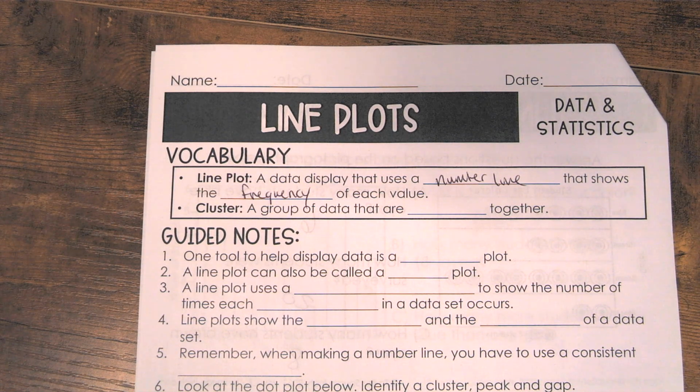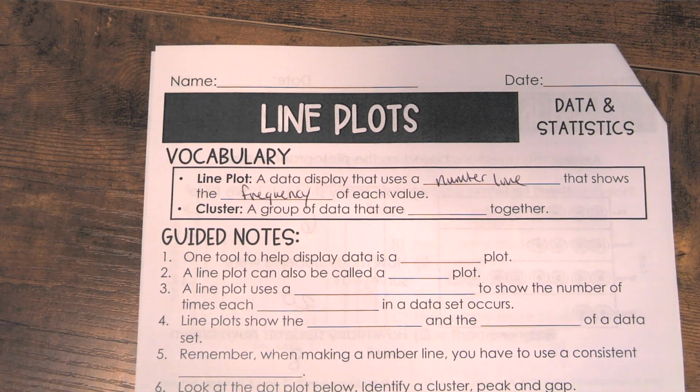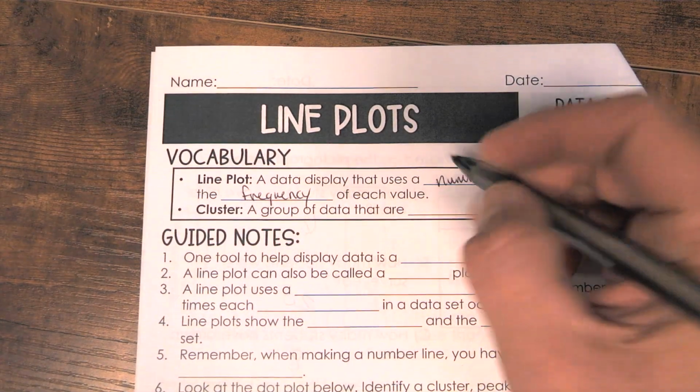We're talking about repeated numbers. So we're looking for how many times a number shows up. That's what we're looking for. That's all line plots are. There's no calculations. There's no math. You're literally drawing a number line and then adding x's every time a number shows up. That's it. So a cluster was a group of data that are close together.